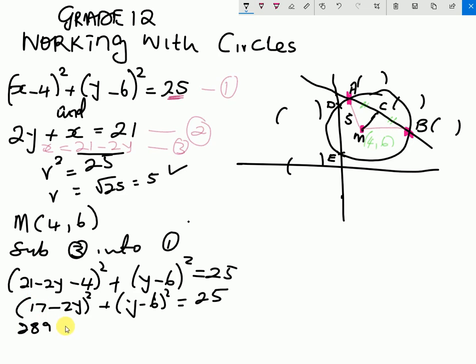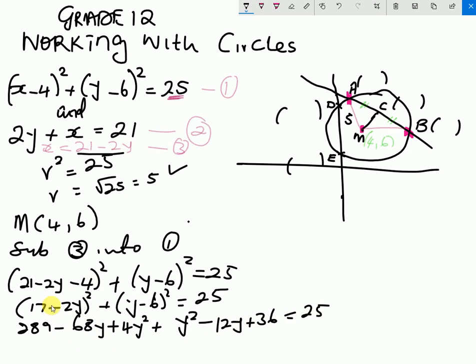This multiplied by this, and this multiplied by this one. You are in grade 12, man. You must have the second eye. This one multiplied by this one, and this one multiplied by this one. How much is it? 68y. This one multiplied by this one, positive 4y squared. This one here is y squared minus 12y plus 36 equals 25.